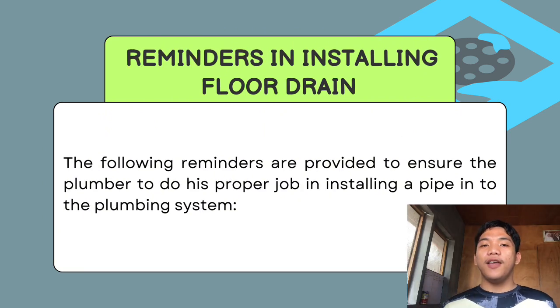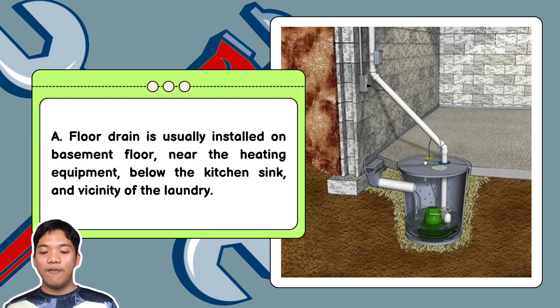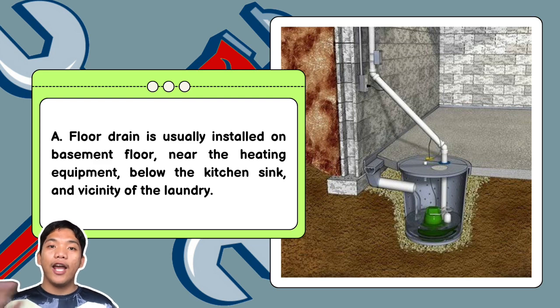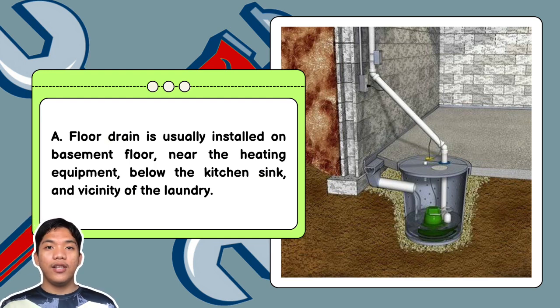Kaya, that is why there are reminders when installing a floor drain. So number one, floor drain is usually installed in the basement floor near the heating equipment below the kitchen sink and vicinity of the laundry. Kaya nga sabi ko kanina, it is useless kapag naglagay ka ng floor drain sa area na walang accumulation ng water. Kailangan naman maglalagay ka ng air drain sa sala. I mean, ng floor drain sa sala. Anong isasala ng floor drain sa area na yun? Wala. Kailangan talaga, pag may floor drain, doon talaga mismo sa may running water.